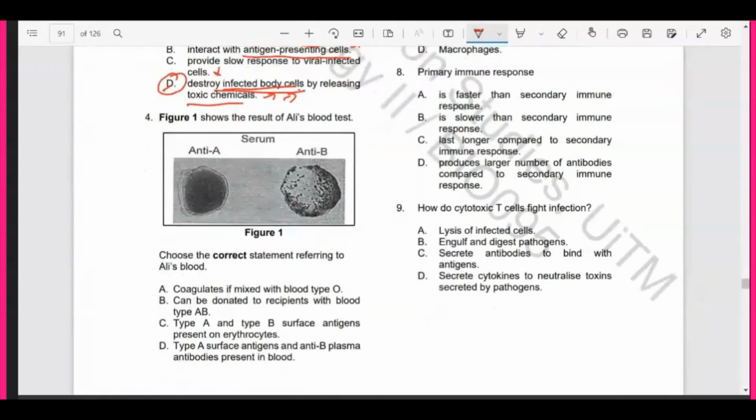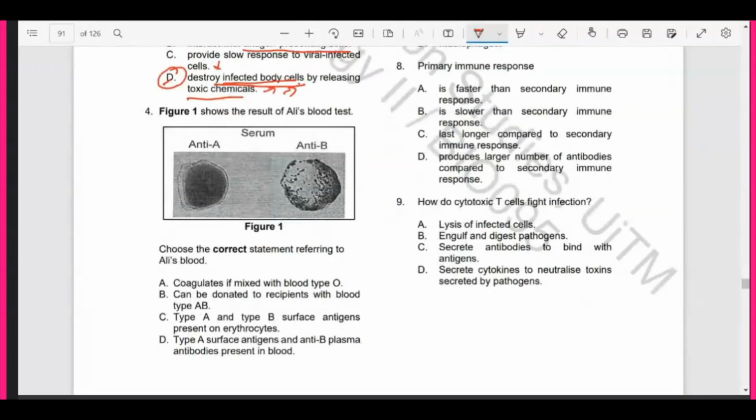Okay, so number 4. Raihana, can you try and do this question? Figure 1 shows the result of Ali's blood test. Choose the correct statement referring to Ali's blood. My answer is B. Can be donated to recipients with blood type AB.